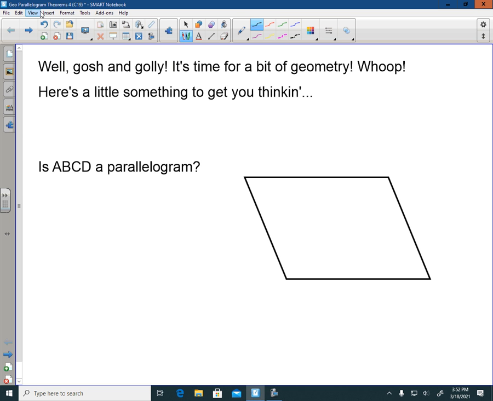So I'm asking you this. Is ABCD a parallelogram? Here is a parallelogram, ABCD. Is this a parallelogram? Well, right now, no. Because there's no markings that tell us whether or not it is a parallelogram. We need markings to show us. It's definitely a quadrilateral because it's got four sides, but we don't know if it's a parallelogram or not.